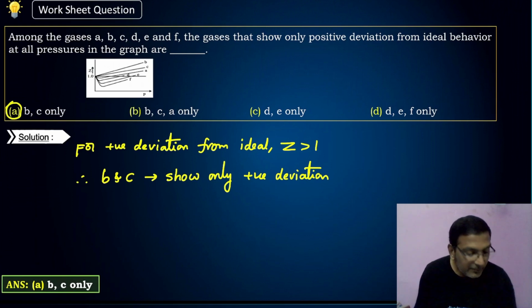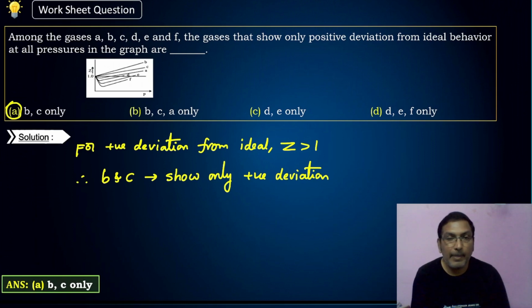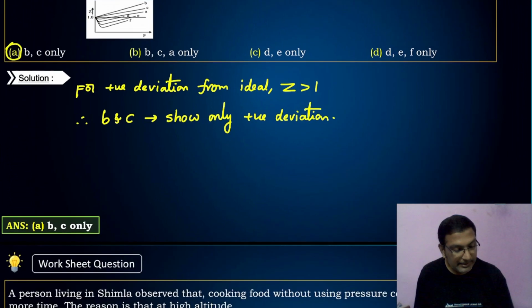Compressibility factor 1 is given. 1 means ideal condition. Above 1, greater than 1, that is positive deviation. Below 1, negative deviation. Only B and C are showing positive deviation. Only positive deviation. Next.